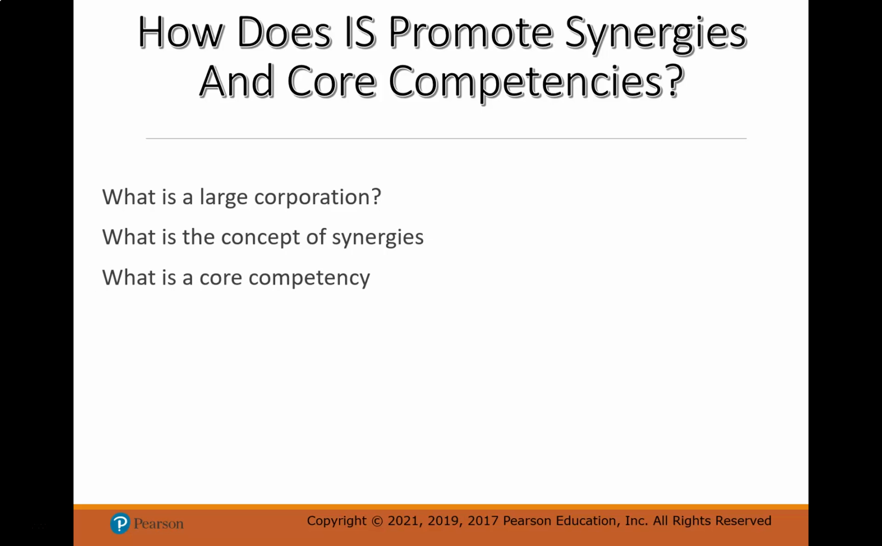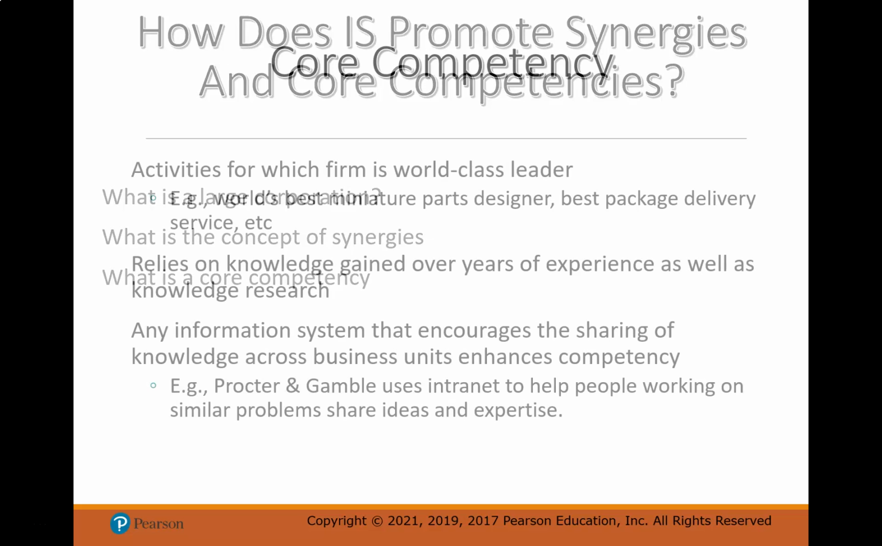And what is a core competency? I know that you're waiting patiently to know exactly what that is. It's an activity for which a firm is a world-class leader. In general, a core competency relies on knowledge that is gained over many years of experience, and on a first-class research organization or a simple key to people can stay abreast of new external knowledge. Any information system that encourages the sharing of knowledge across business units is going to enhance competency. And you can see all the classes, IT classes and every other one, are going to have core competencies for the actual class itself.